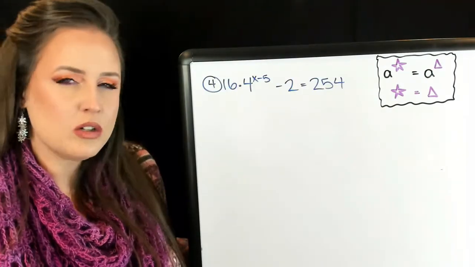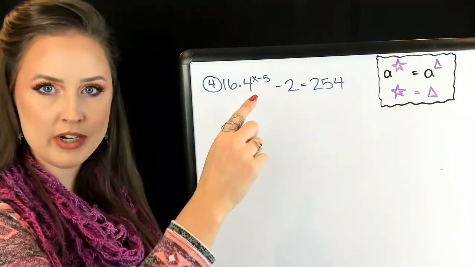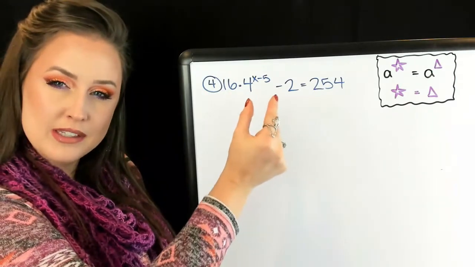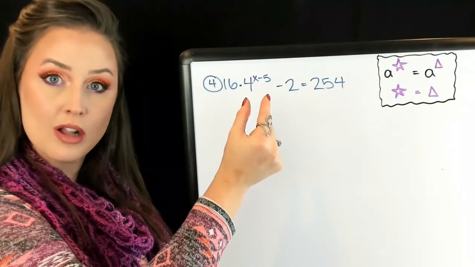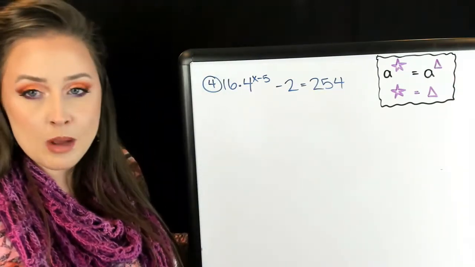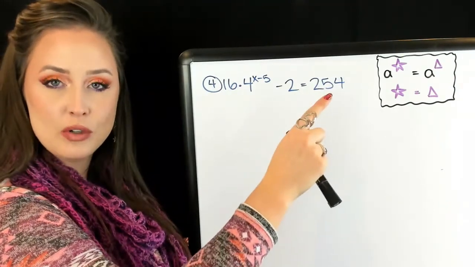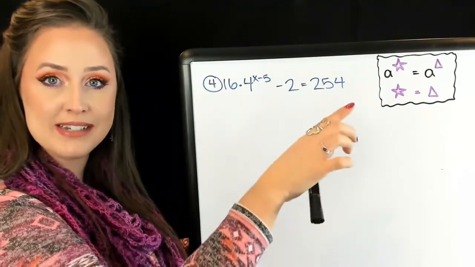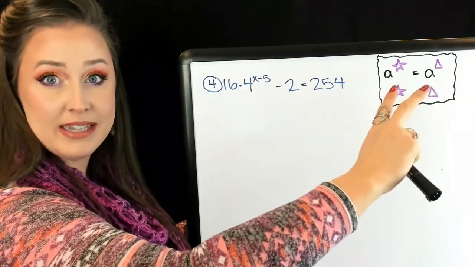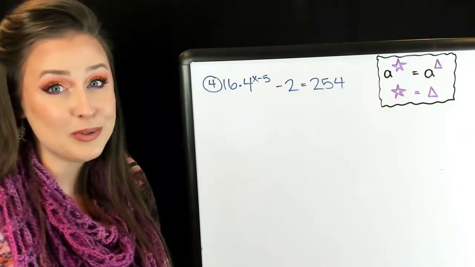Notice on this one that it looks a little different than the previous two because I only really have one term that has an exponent here with our x. So in this case, what we want to do is get this exponential portion alone first, and then we can do the same process that we did before. What that encompasses is that we need to add 2 to both sides and then divide by 16, and then we can follow the process. Again, our goal is to get the same base to where we can drop the base and then set the powers equal to each other.